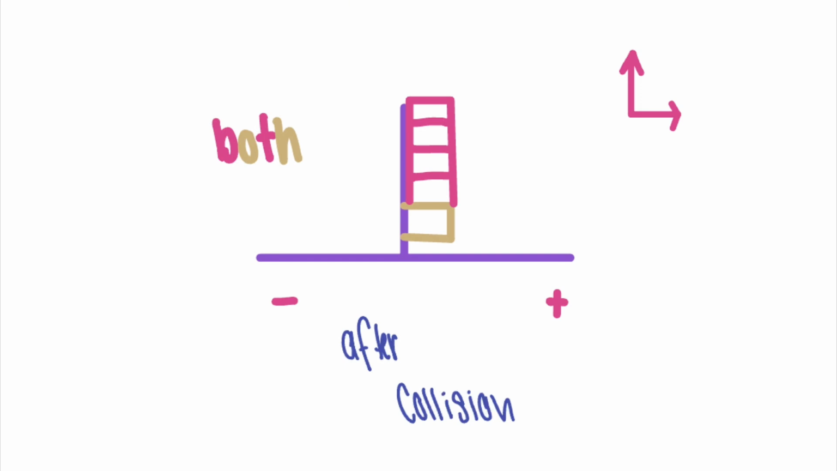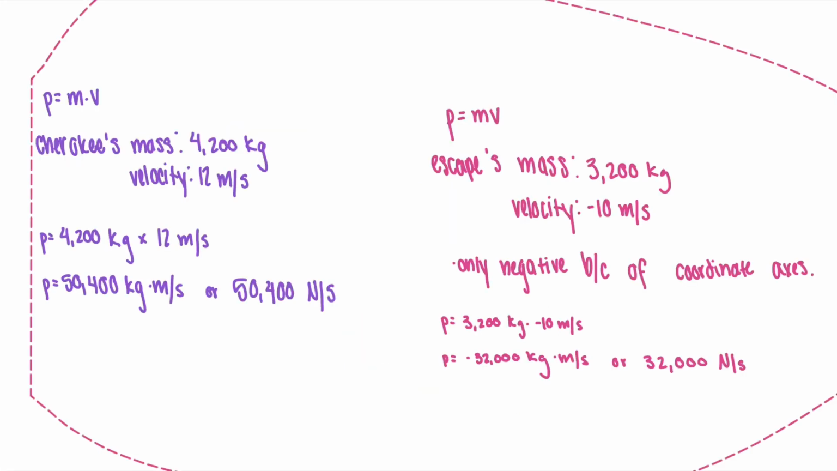We combine the overall masses to represent the total momentum each car would experience. Look how tall the boxes are. It's just a qualitative way to show how much momentum you would be experiencing. To figure out the exact momentum experienced, we can multiply the speed of each car by the mass of each car. For the Cherokee, it would be experiencing 50,400 meters per second, or 50,400 newtons per second. For you, you'd only be experiencing negative 32,000 newtons per second.